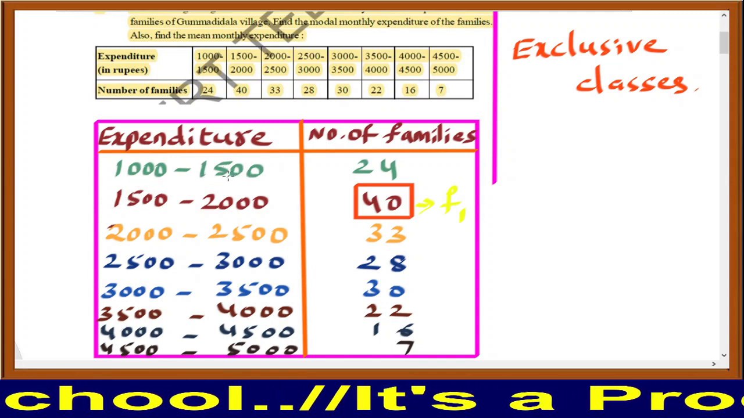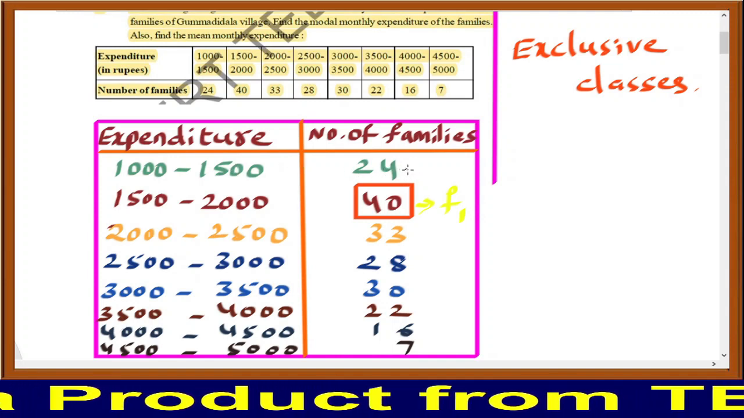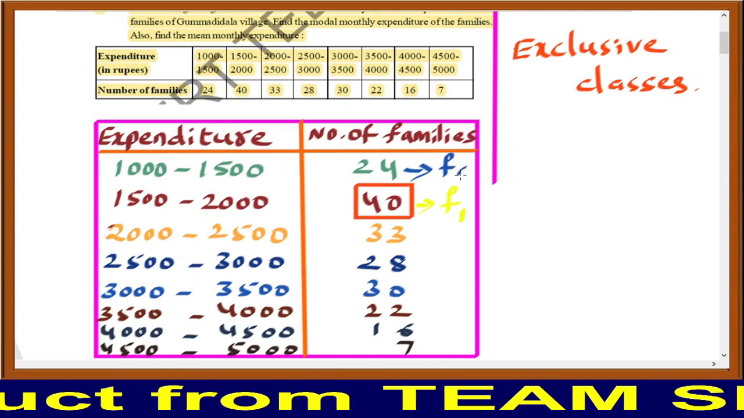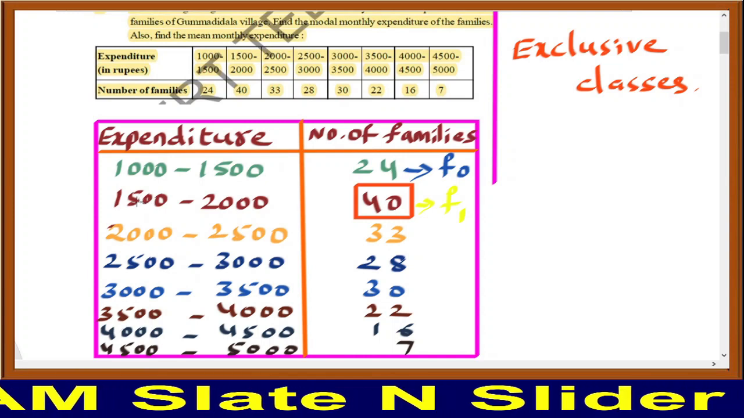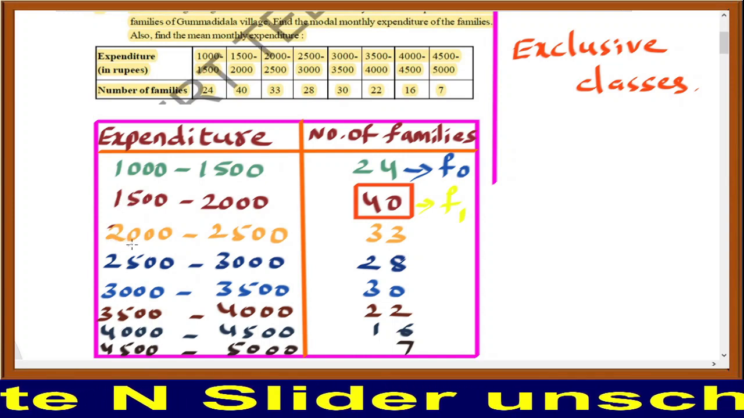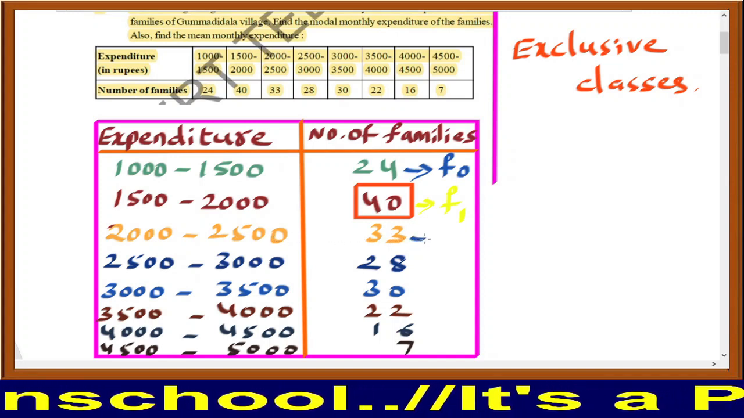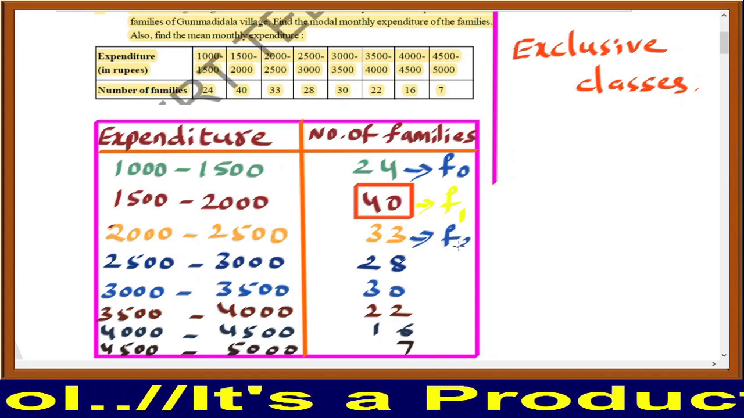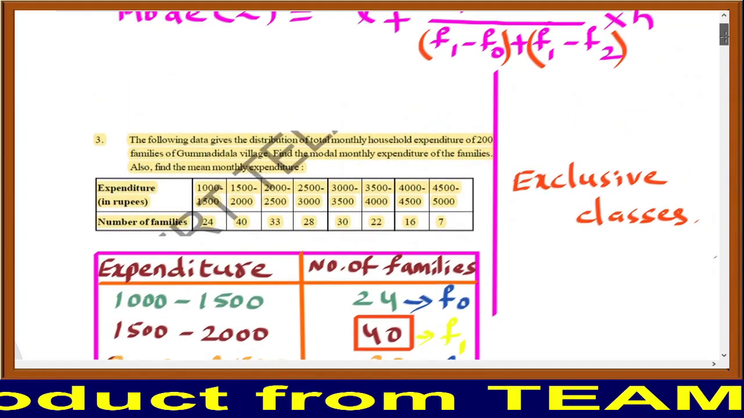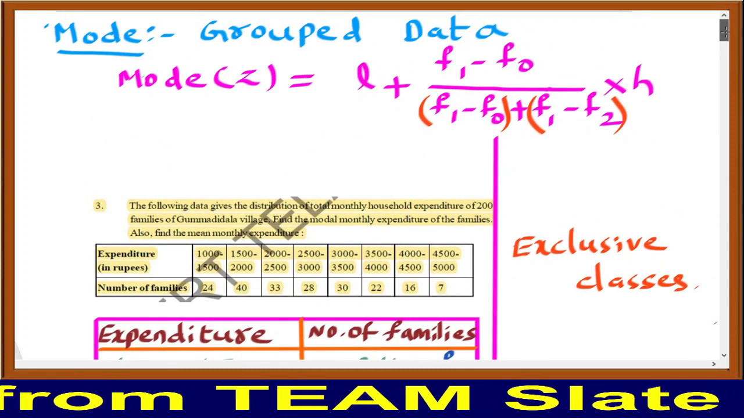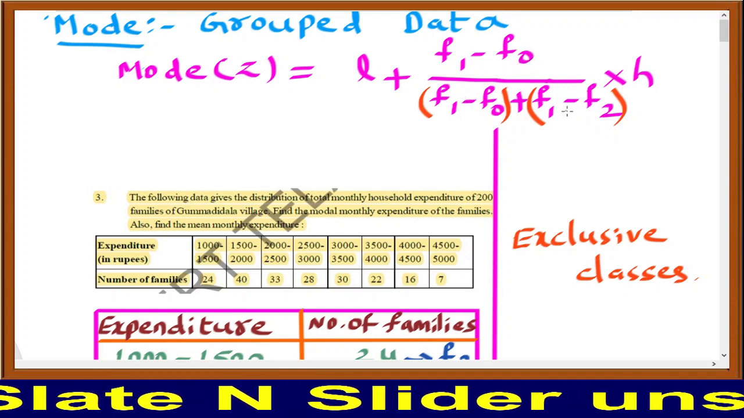Now we have to find out the frequency of this class, that is 24. So this 24 will be taken as F0, and for the modal class we have to observe the next class. The next class is 2000 to 2500. Its frequency is 33, so this 33 is called F2. So let us observe the formula of mode. In that we have F1, F0 and F2.